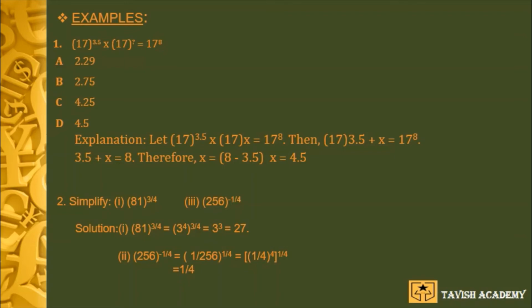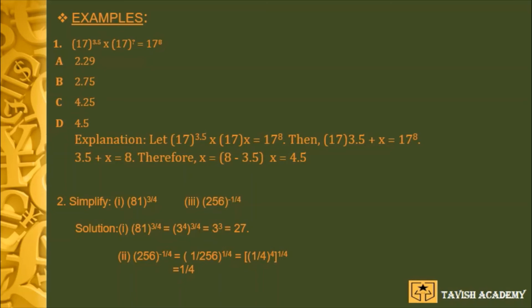Explanation. Now we will suppose that the question mark will be x. Therefore, 17 to the power of 3.5 into 17 to the power of x is equal to 17 to the power of 8. Therefore, 17 to the power of 3.5 plus x is equal to 17 to the power of 8. Now we will remove the base. So, our next step will be 3.5 plus x is equal to 8. Now, the value of x will be 8 minus 3.5, which is equal to 4.5. So, our correct option is D, that is 4.5.